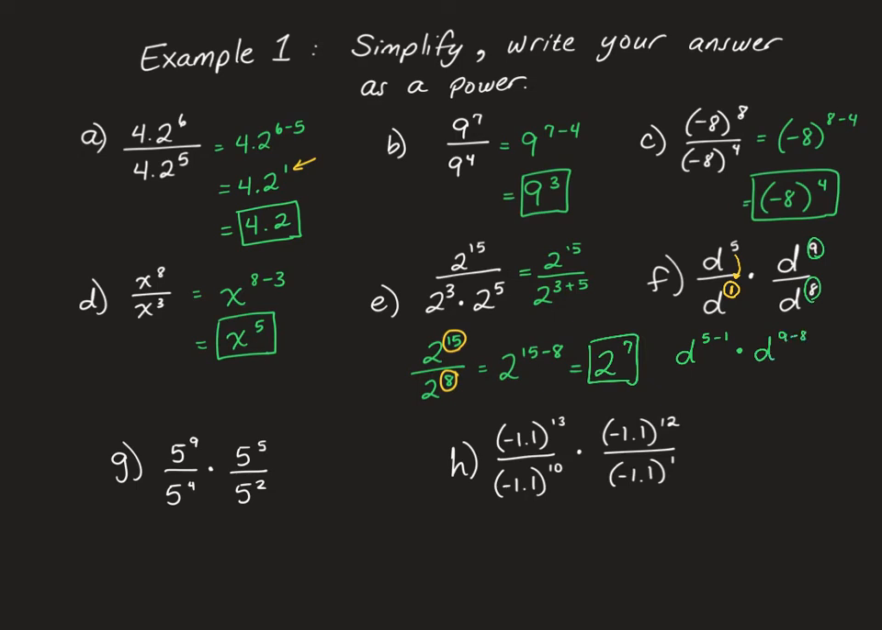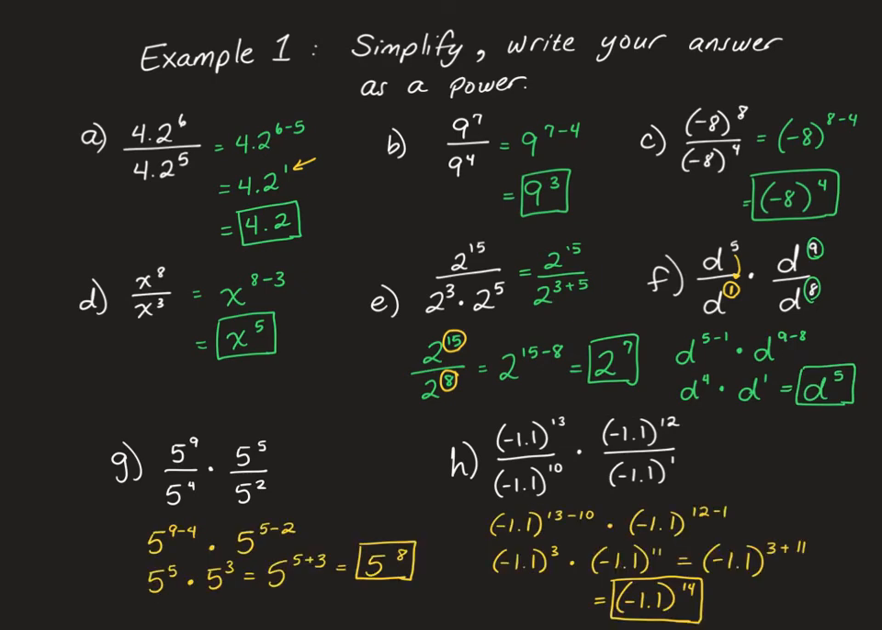So simplified, I would get d to the power of 4 multiplied by d to the power of 1. In our previous video, we learned that when we have the same base with two exponents like this, we add those two together. So now my final answer would be d to the power of 4 plus 1, which would be d to the power of 5. I would like for you to try letters G and H on your own and see how you do. Pause the video and then turn it back on and see if you got them correct.